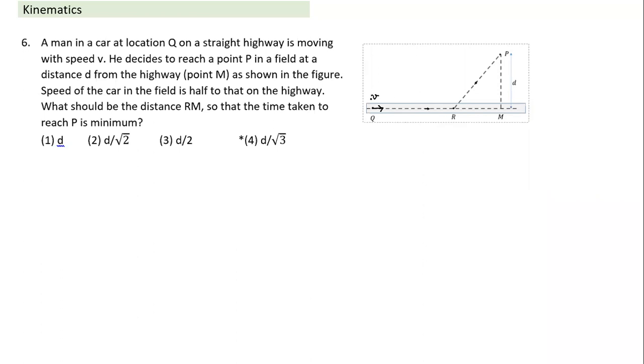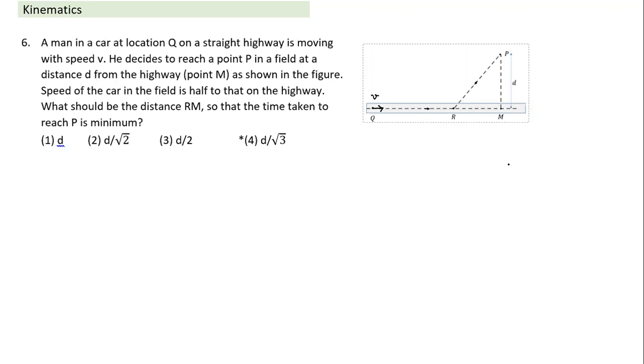What is given here is that the speed on the highway is v. Whenever it's traveling in the field, the speed is half of the highway speed. What should be the distance RM? If M is the foot of the perpendicular, what distance ahead of the perpendicular point should he turn and move onto the field so as to reach the point P in minimum time?